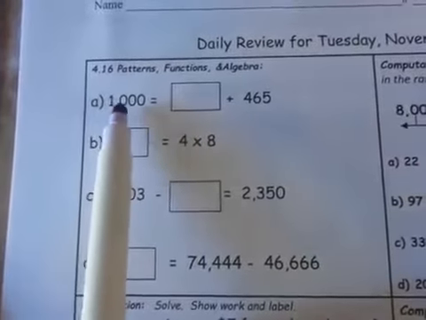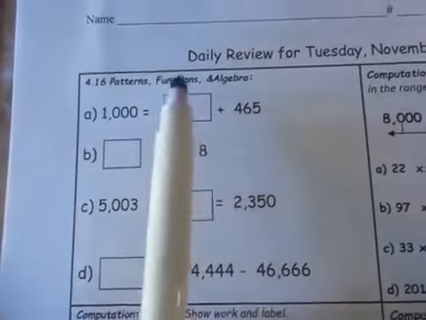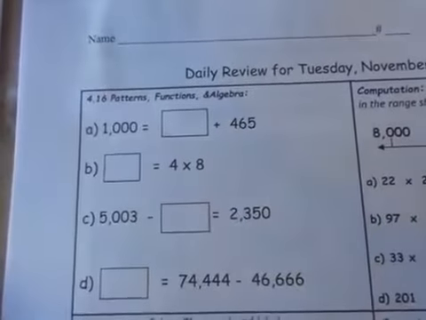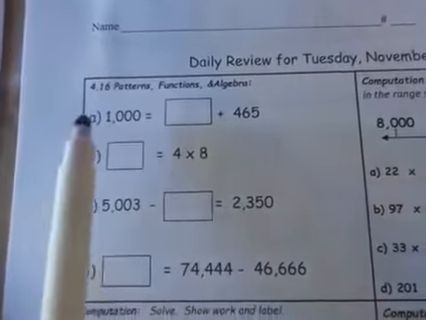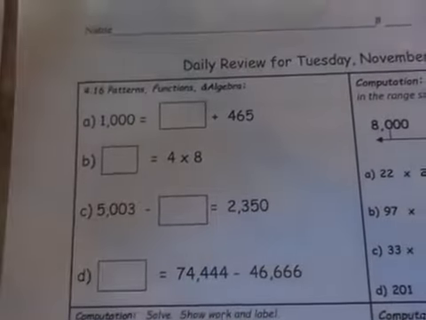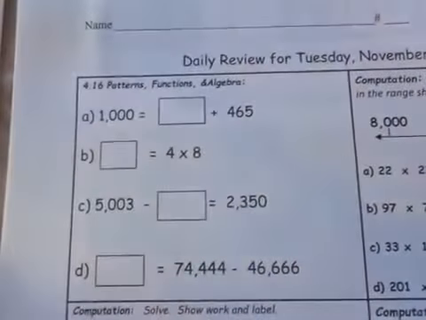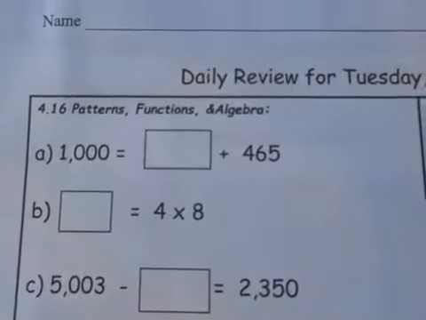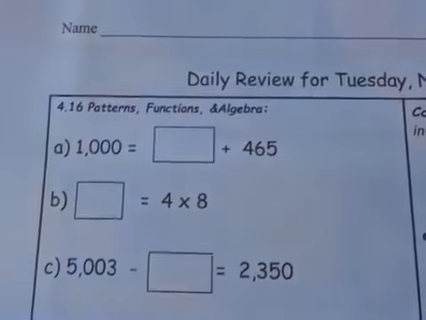So here you have 1,000 equals blank plus 465. To solve this, we have to take the two numbers that we have here and do the opposite computation of what's there. Since this is adding, we're going to take those two numbers and subtract. So I'm going to solve that over here.